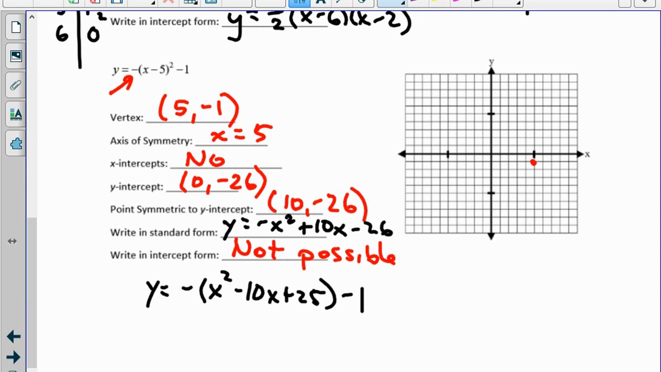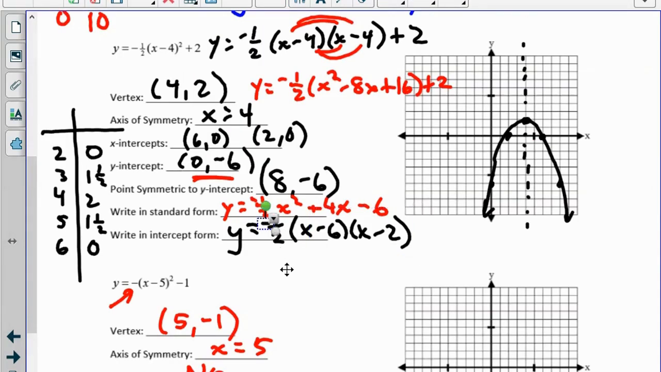Instead of writing a table, I'm going to go over 1, down 1, over 2, down 4, and over 3, down 9. 2, 3, 4, 5, 6, 7, 8, 9. So that's that.